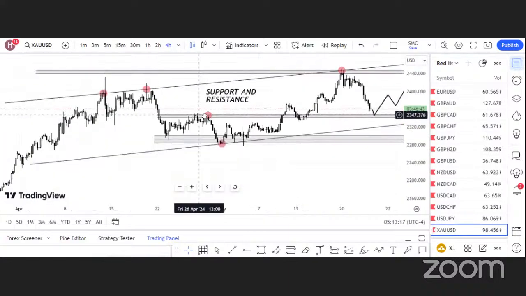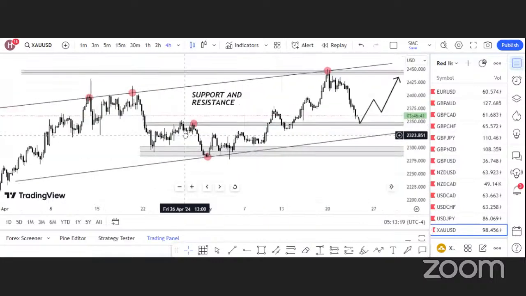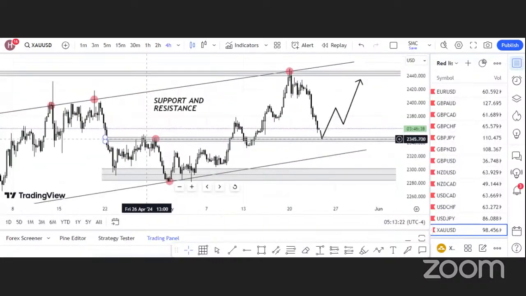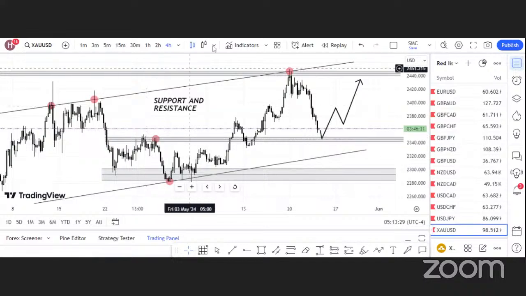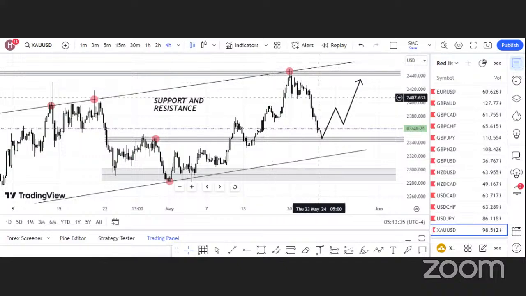So that is what support and resistance means. That's what it stands for. Okay, areas where the market will reverse. Okay, so if the market is buying, the level where it reaches and starts to sell is a resistance zone, and if the market is selling, the level where it reaches and starts to buy is a support zone. Okay, that's just a simple explanation for support and resistance.